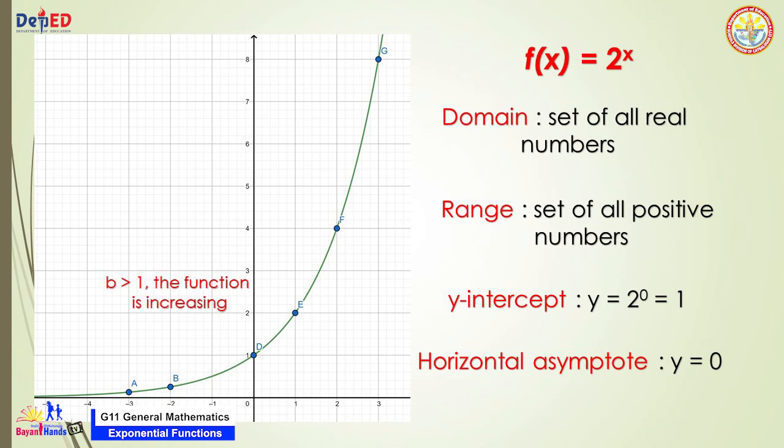If we go back to the graph of 2 raised to x, the domain is the set of all real numbers since the graph has positive and negative x values. The range is the set of all positive numbers since it has only the positive y-axis. The y-intercept is 1 because the graph intersects the y-axis at 1. The horizontal asymptote is at y equals 0 or at the x-axis. The graph is increasing since y is greater than 0.